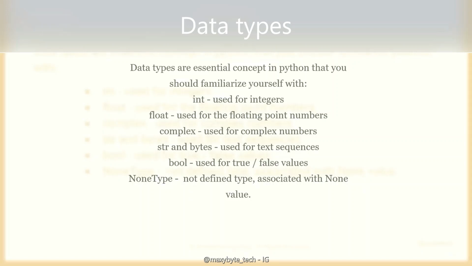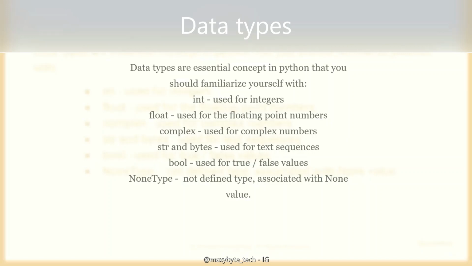And we're talking about complex right here, and this is used for complex numbers, right? And also we have str and bytes. So the short form str basically represents string, okay? And this is used for text sequences. So take for instance, if you want to represent your name, and let's say your name is John, for instance, that stands under the section of a string data type.